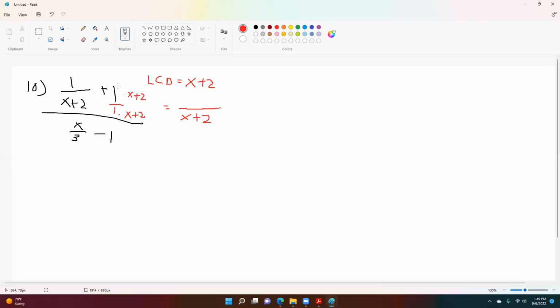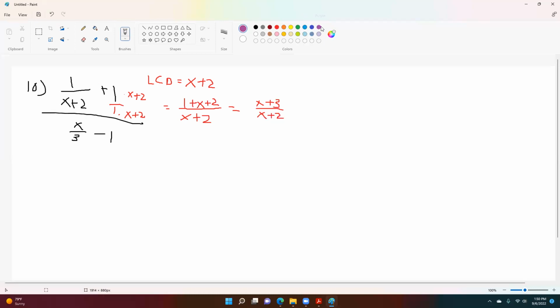But your numerator, you just need to do some distributive. So the first one is 1 plus 1 times x is x. 1 times 2 is 2. And you just combine this. So you get x plus 3, combine like terms, over x plus 2. So this is how we do the top part.